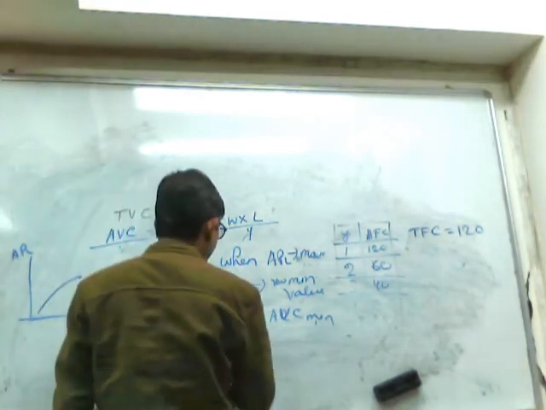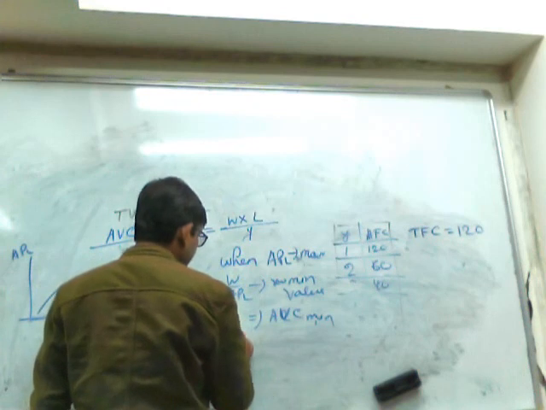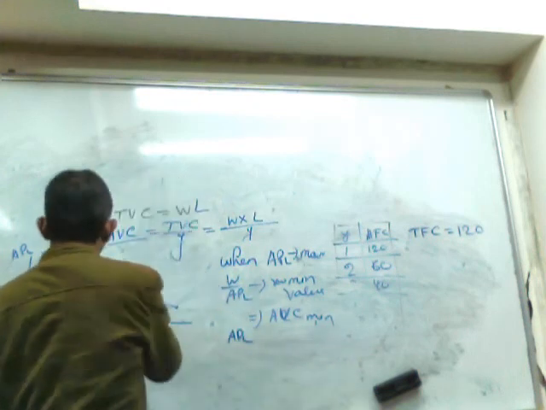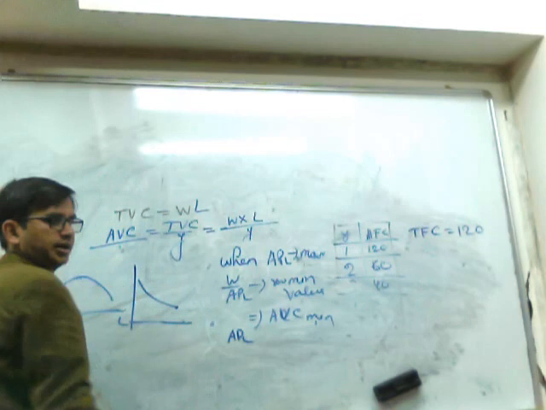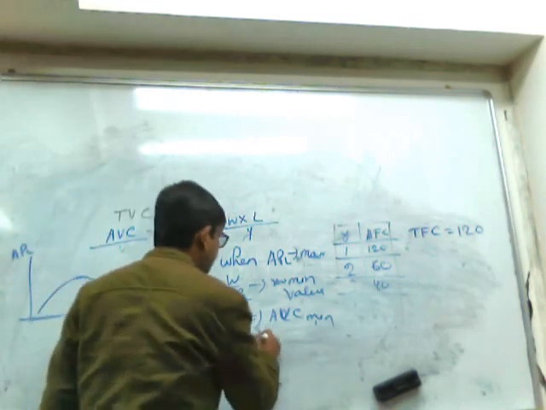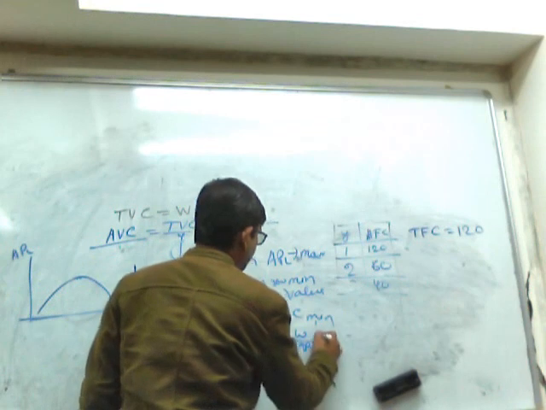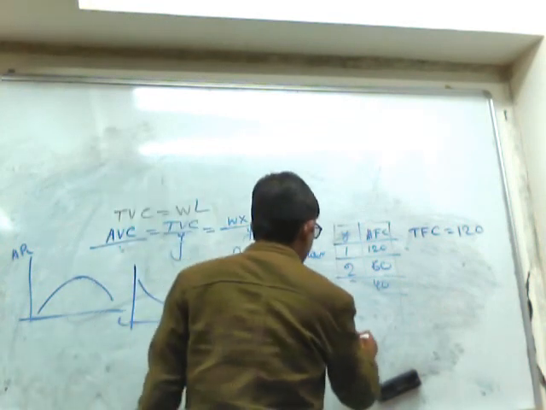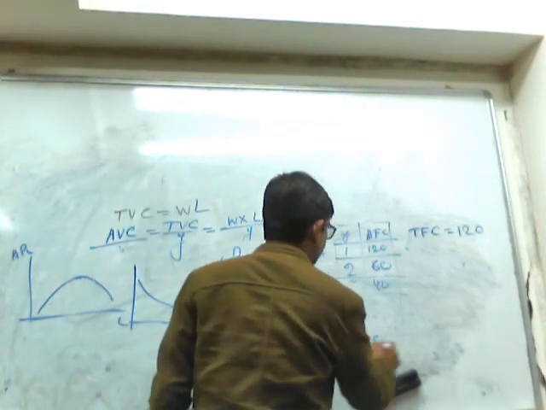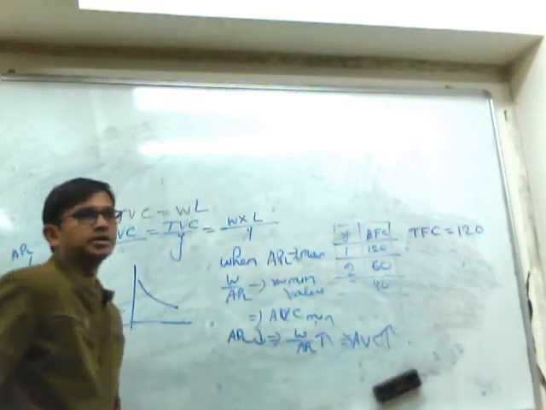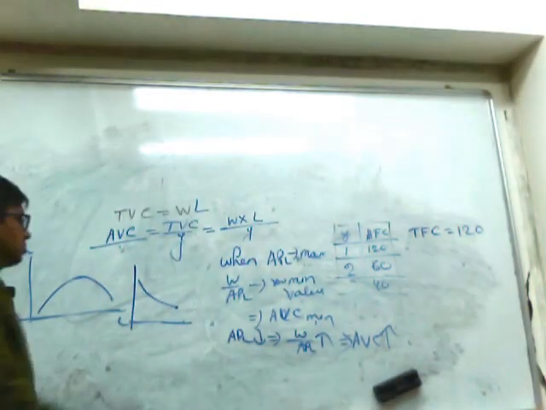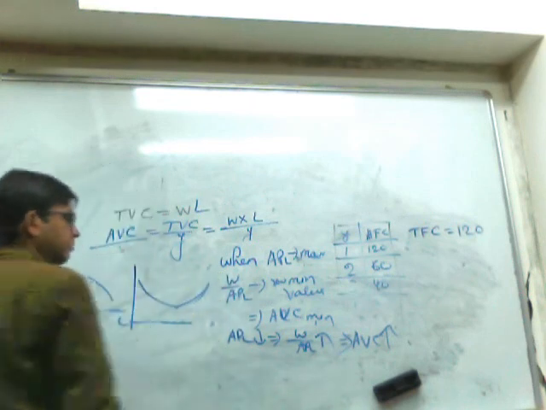And after that, what we see is that APL falls. So APL starts to decline. If APL falls, that means W by APL will increase. So we can write here that average variable cost will increase. So this is the shape of the average variable cost curve.